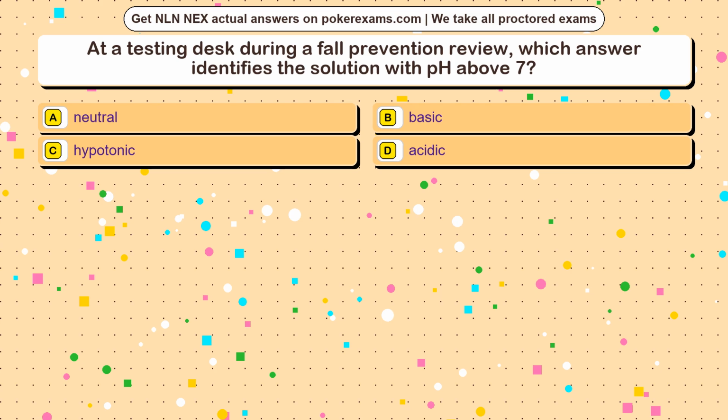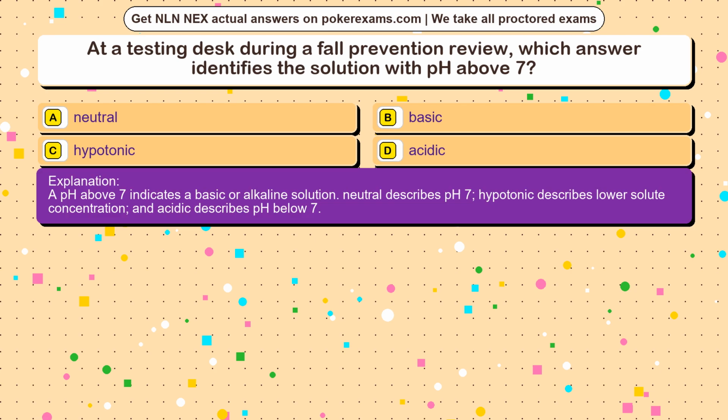The correct answer is option. A pH above 7 indicates a basic or alkaline solution. Neutral describes pH 7, hypotonic describes lower solute concentration, and acidic describes pH below 7.